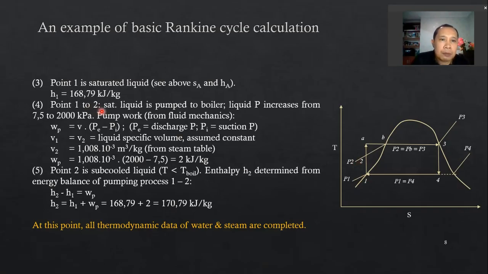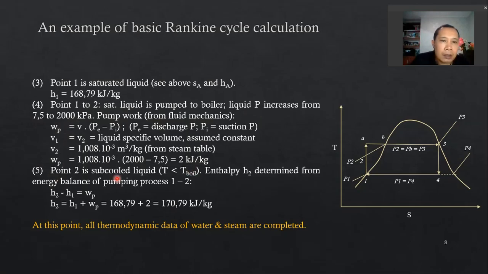From point 1 to point 2, saturated liquid is pumped to the boiler. Liquid pressure increases from 7.5 to 2000 kilopascals. That's the pumping ratio of the boiler feed water pump. From fluid mechanics, we can calculate the pump work using this equation here. So the pump work is 2 kilojoule per kilogram of water.